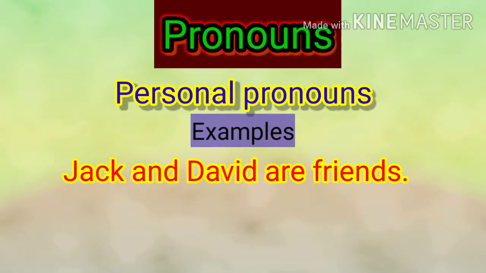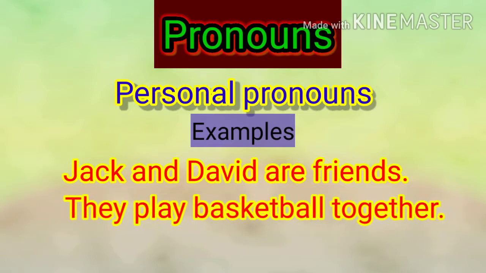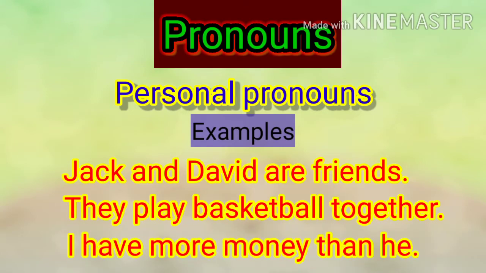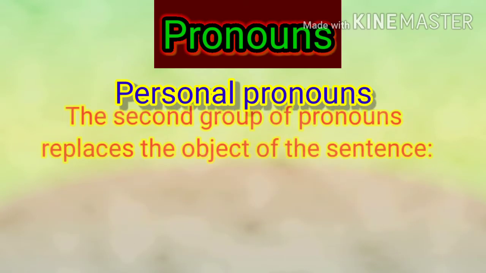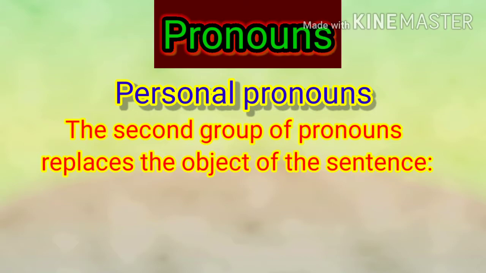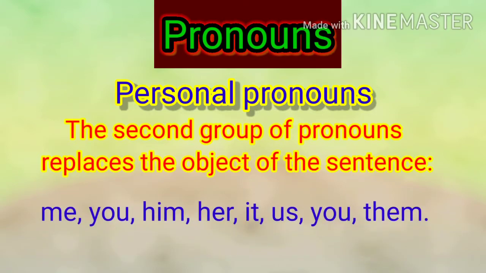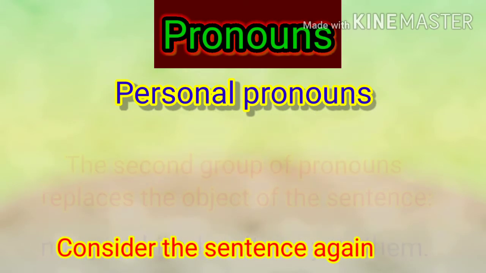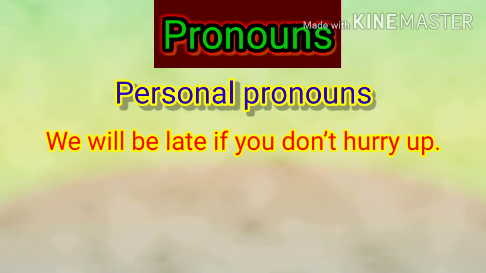Personal pronoun examples in a sentence: Jack and David are friends. They play basketball together. I have more money than he. The second group of pronouns replaces the object of the sentence, like me, you, him, her, it, us, you, them. Consider the sentence: we will be late if you don't hurry up.